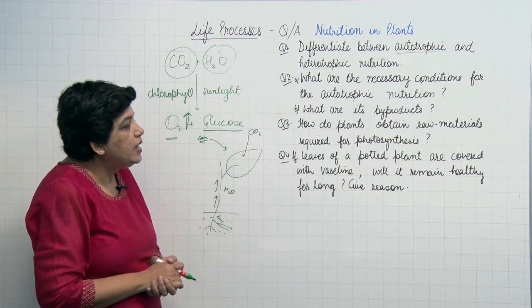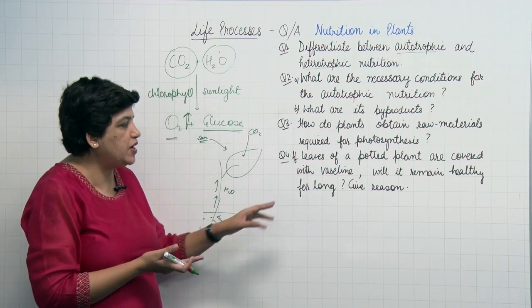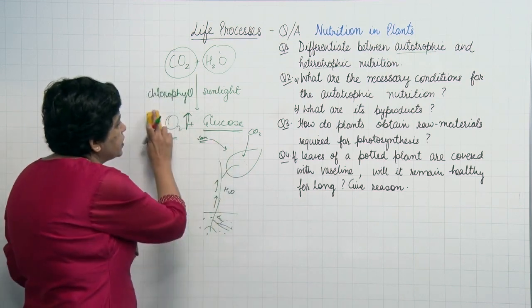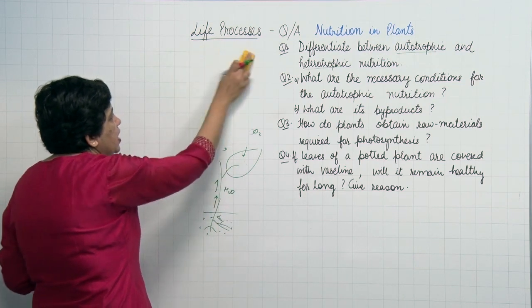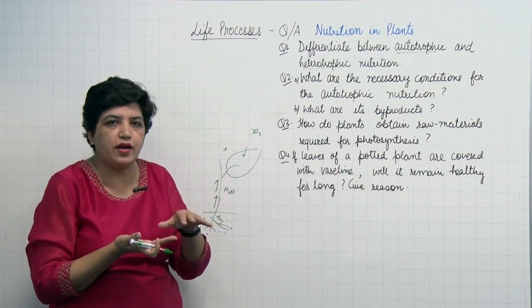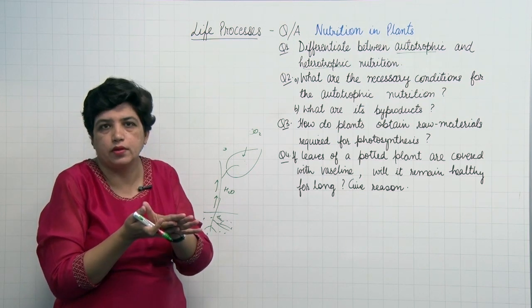Next question. Leaves of a potted plant are covered with Vaseline. Now, will this plant remain healthy for long? Give reason. Now, Vaseline is not water soluble. So, if you cover the leaf with a Vaseline layer or any other waxy layer, what will happen? The tiny pores called the stomata will get blocked, right?